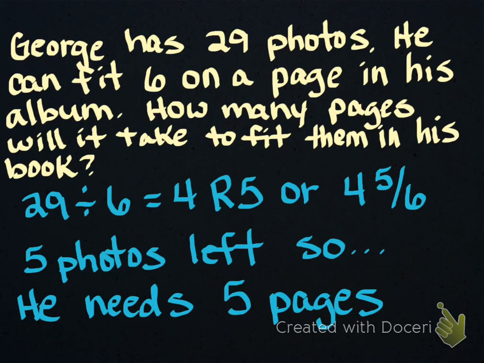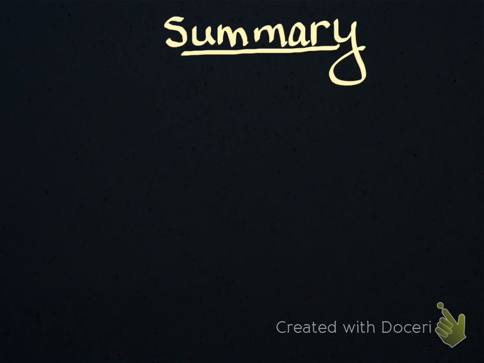So you really have to pay attention to the question and what it's asking you when you think about the remainder and determining whether you're going to ignore it, whether you're going to round up, whether you're going to make it a fraction, whether you're going to make it a decimal. So really pay attention when you read the question and figure out what they're asking you.